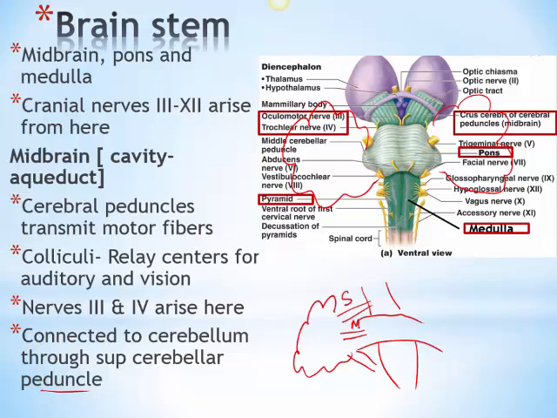This one would be called middle, because the pons is the middle part of the brainstem, and this one from the medulla would be called inferior. So with midbrain, pons, and medulla, the midbrain is connected by the superior, the pons by the middle, and the medulla by the inferior cerebellar peduncle to the cerebellum. What they do is help transfer information from the spinal cord to the cerebellum or from the cerebral cortex to the cerebellum.